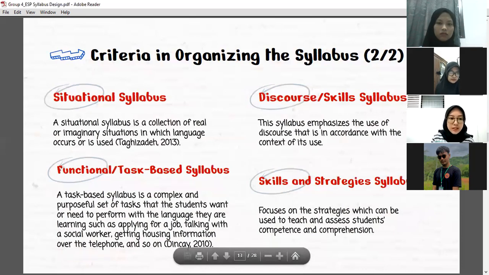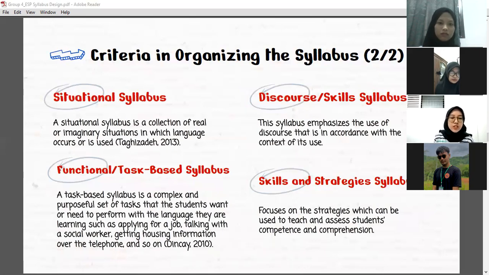Next is situational syllabus. A situational syllabus is a collection of real or imaginary situations in which language occurs or is used, based on Tangizadeh in 2000. And the purpose of situational syllabus is to teach the language that occurs in certain situations.